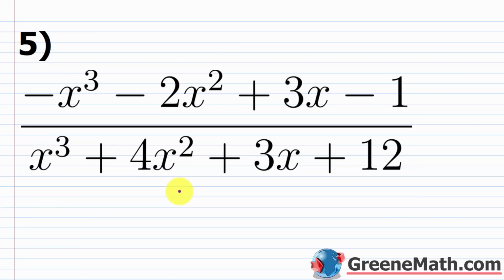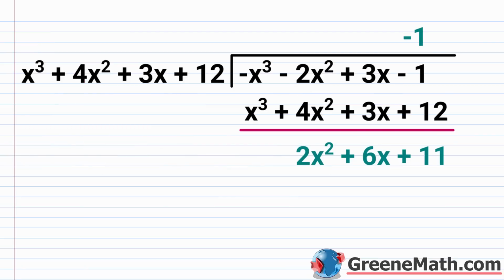All right, for problem 5, we have -x cubed minus 2x squared plus 3x minus 1 over x cubed plus 4x squared plus 3x plus 12. In this case, you'll notice that the degree of the numerator is 3, and the degree of the denominator is also 3. So when that happens, and you have the degree of the numerator being the same as the degree of the denominator, that's an improper fraction. So what you need to do here is a polynomial long division.